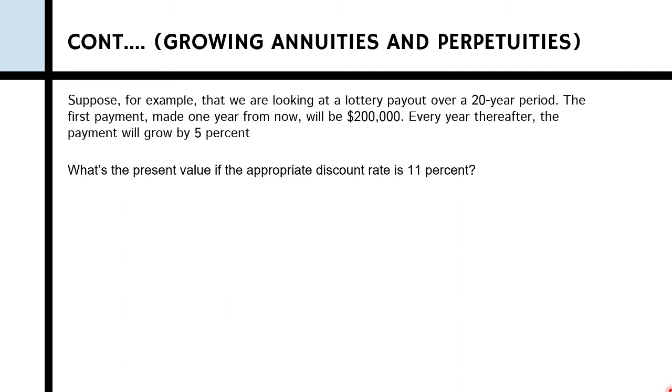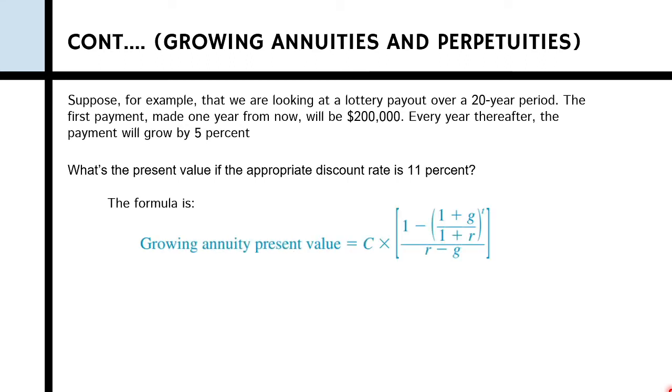If we use the symbol G to represent the growth rate, we can calculate the value of a growing annuity using a modified version of our regular annuity formula. Growing annuity present value is equal to C times the quantity of 1 minus the quantity of 1 plus G over 1 plus R, quantity raised to T, all over R minus G.